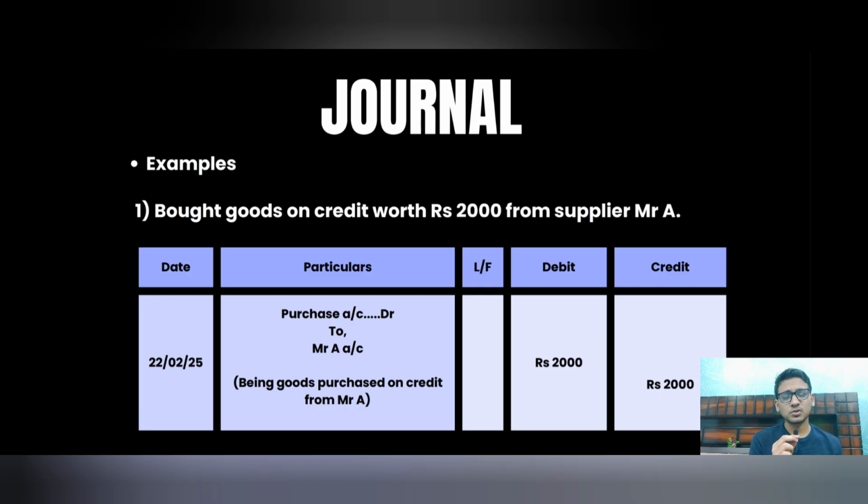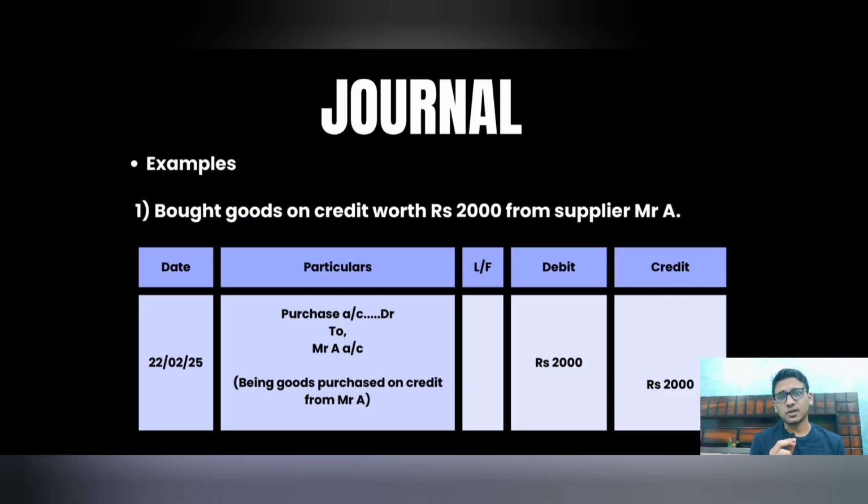Bought goods worth rupees 2000 on credit from Mr. A. Now before we move on to this journal entry, let us understand certain things. In any transaction, there will always be two accounts in which one account is being debited and another account is being credited, and we always have to look from a business perspective. In this scenario, the goods are being purchased. That means that goods are coming into this business. That's why the purchase account is being debited. On the other hand, the cash is moving out of the business. That's why the cash account will be credited.